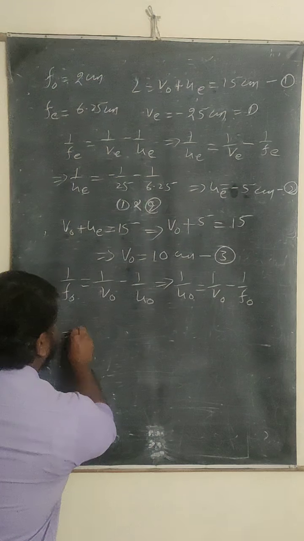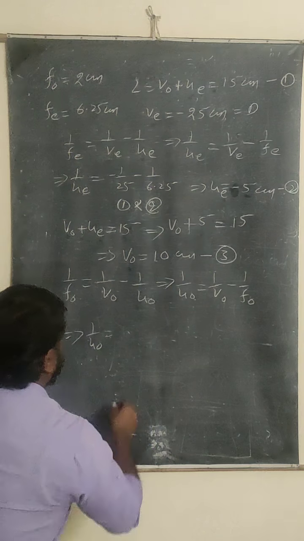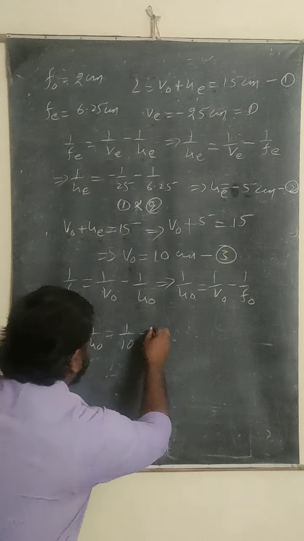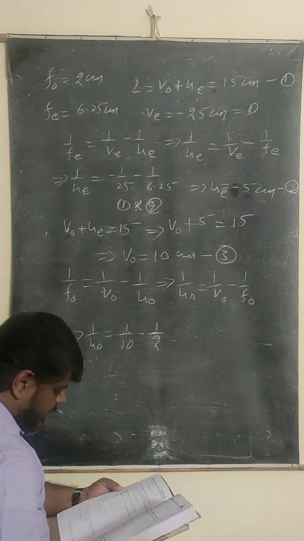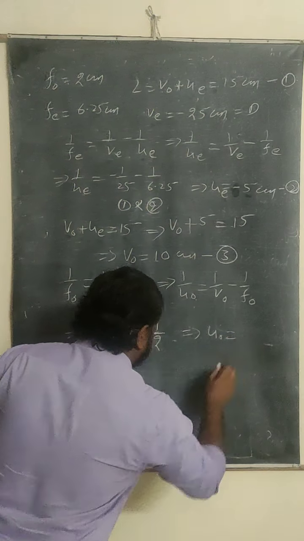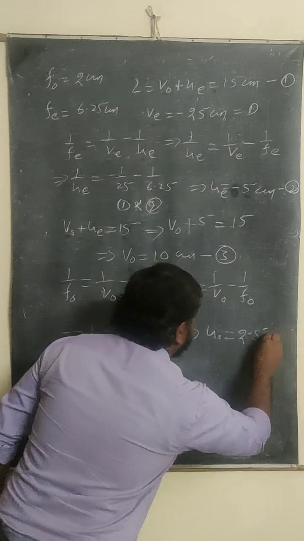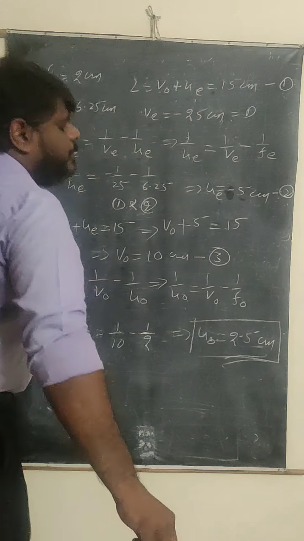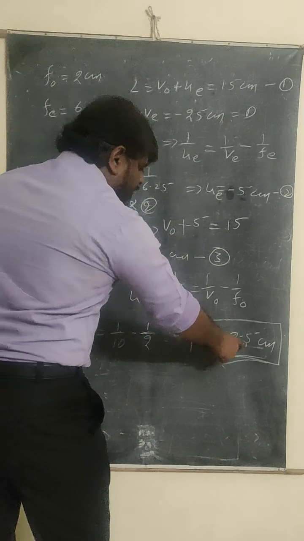So 1 by U naught is equal to 1 by V naught, and the V naught value I calculated is 10, so 1 by 10, minus 1 by F naught. F naught value is 2, so 1 by 2. 1 by 10 minus 1 by 2. When you simplify this equation, the final answer you get is U naught is equal to 2.5 centimeters. This is the U naught value where the object should be placed to produce the final image at the least distance of distinct vision. U naught is equal to 2.5 centimeters.